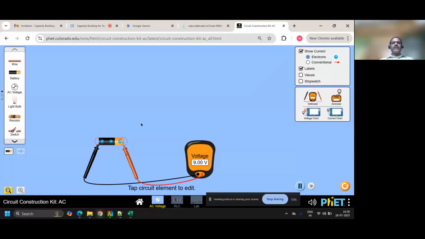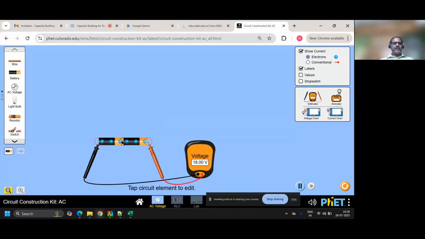Now I take one more battery. I want to connect them in series connection. So series means this positive and this negative together. That means I have connected. If I connect two batteries in series, voltage will be 9 plus 9, 18 volts. What if I connect them in parallel mode?